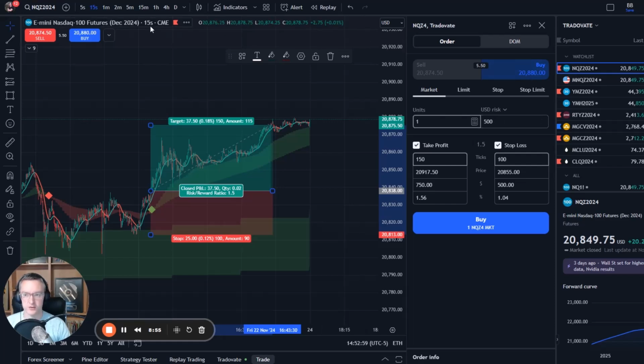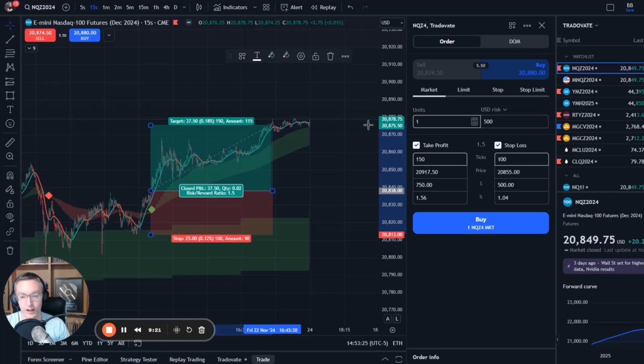So now if you're looking to trade on the E-mini Nasdaq futures and you want to trade less than $500, I can't go less than 1 unit here, right? So if I have a stop loss of 100 ticks and I have to risk that $500, it's $5 a tick. And that's it. That's all I got to deal with.